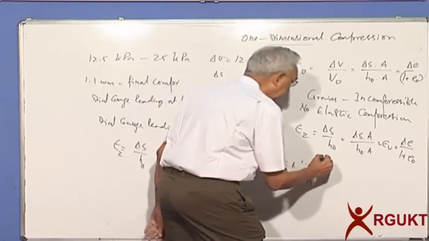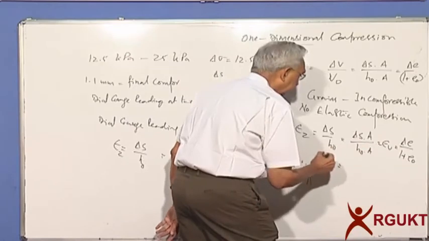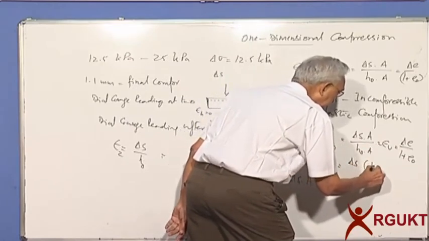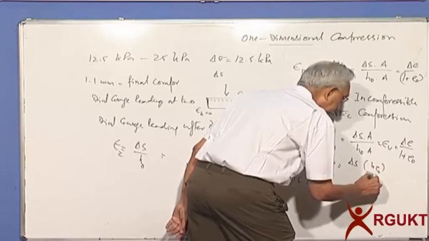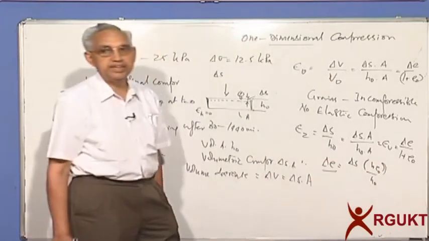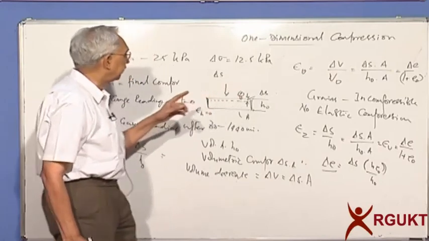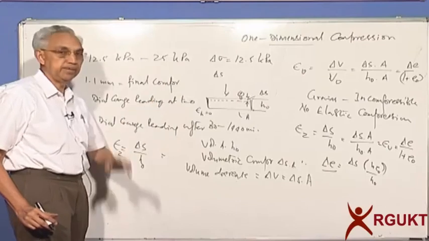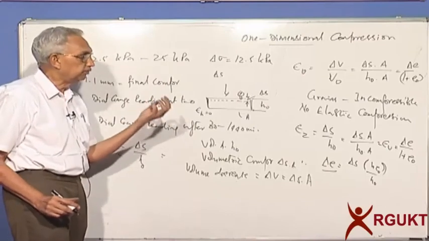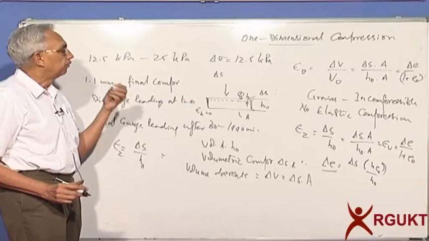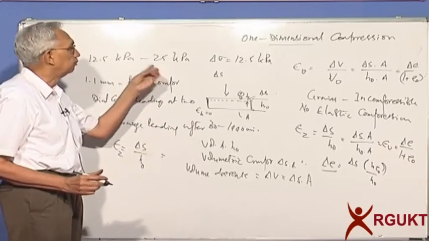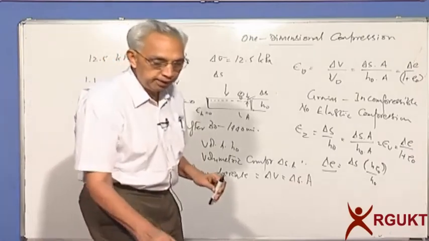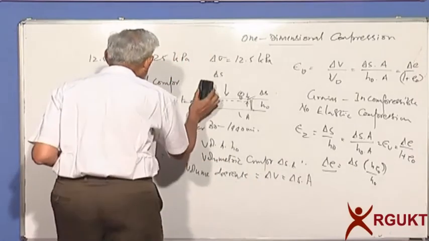Now, can I calculate delta E is equal to delta S into 1 plus E naught by H naught? I can find out what will be the change in void ratio due to this increment. What is the increment? From 12.5 to 25 kPa. So, if I start with initial void ratio, for each subsequent one, I know what will be the change in void ratio with each load, and you can plot void ratio versus the effective stress plot.